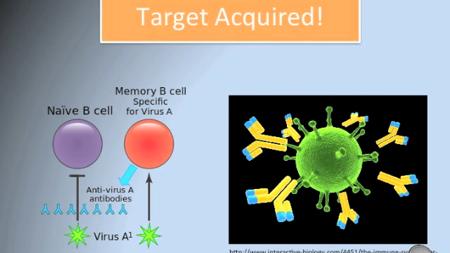These Y-shaped structures recognize antigens on a cell's surface and bind to any foreign intruders, acting like homing beacons for other immune cells. After encountering a specific pathogen, some B cells become memory cells.